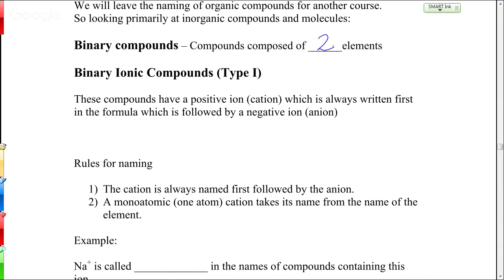There are two types of binary ionic compounds. Not chemically they're different, really, but two types of how we name them. There's either going to be a type 1 of naming or a type 2. So the first type is the simplest. We have a positive ion that's always written first, and then a negative ion, and we name it accordingly.